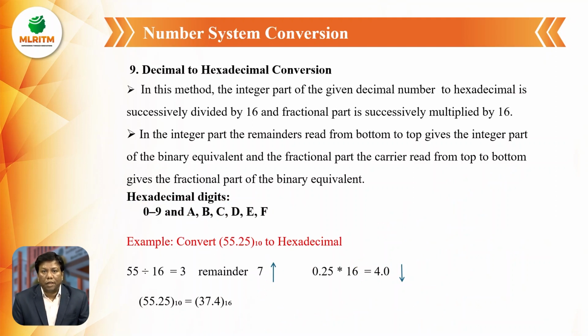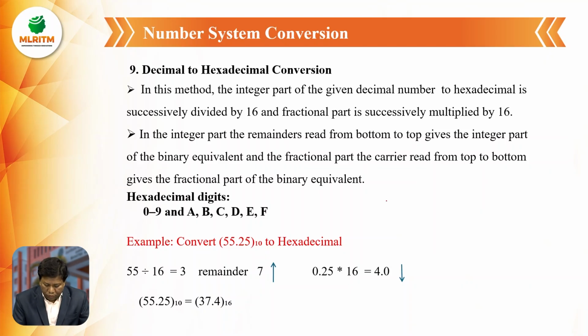Next one is decimal to hexadecimal conversion. In this method, the integer part of the given decimal number is successively divided by 16 and the fractional part is successively multiplied by 16. In the integer part, the remainders are read from bottom to top, and the carries of the fractional part are read from top to bottom.